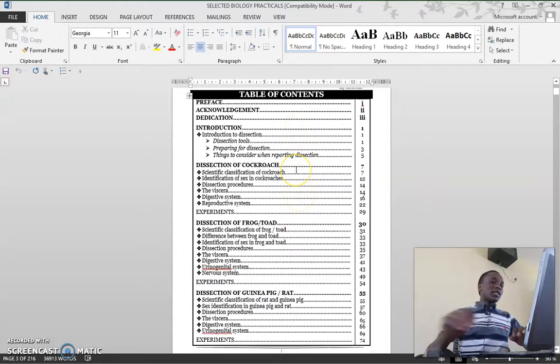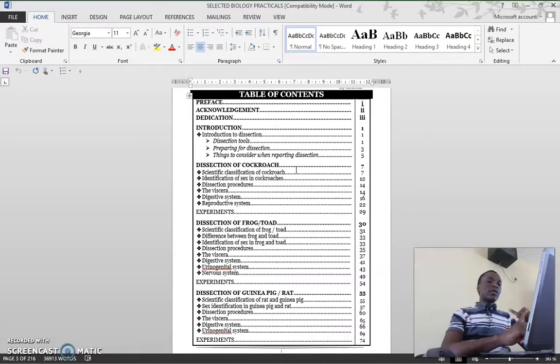On the content, we see all the contents in this book, and specifically this book has got 8 selected practicals. It has got 3 dissections in animals. We dissect cockroach, frog and rat. And it also has got dissection in a plant. Specifically we call it a study of flower, but mainly that contributes to what we call dissection in a plant. And it also has got food test.